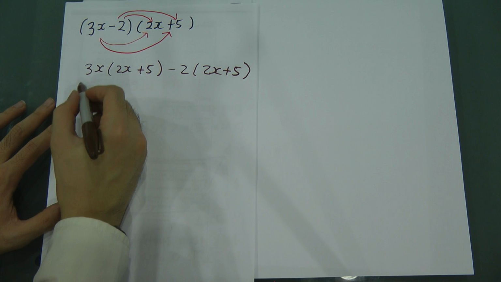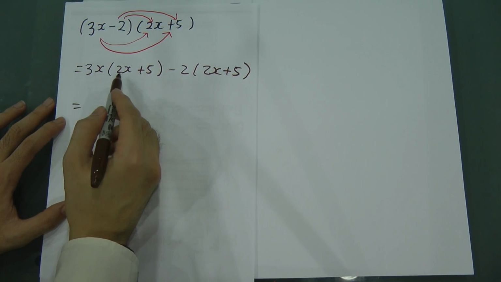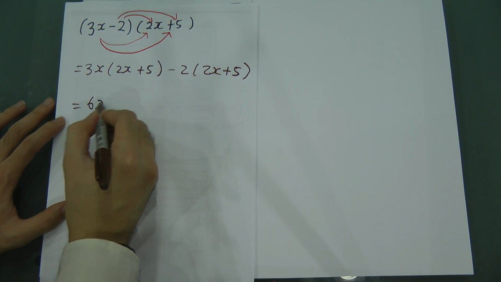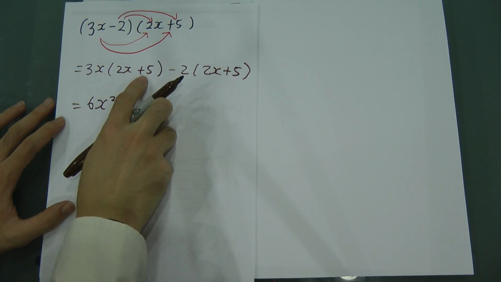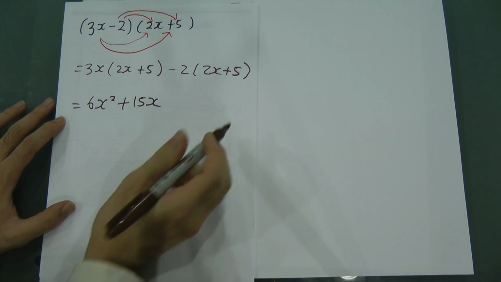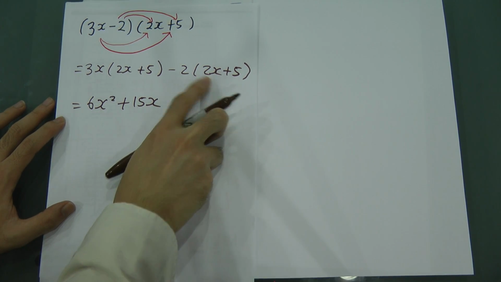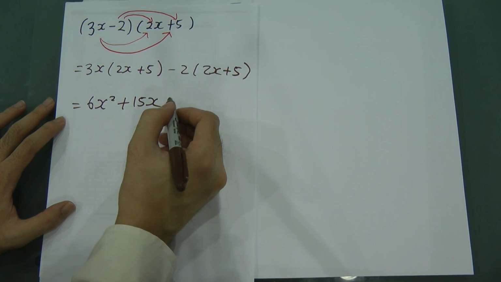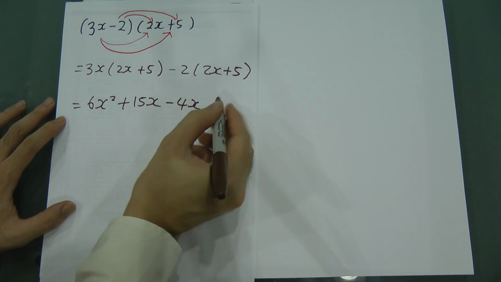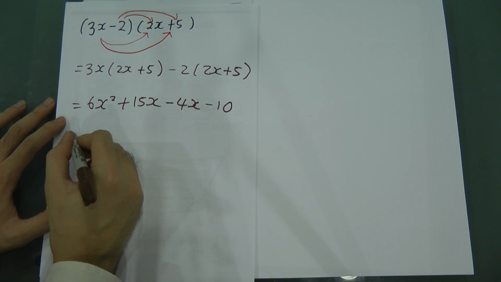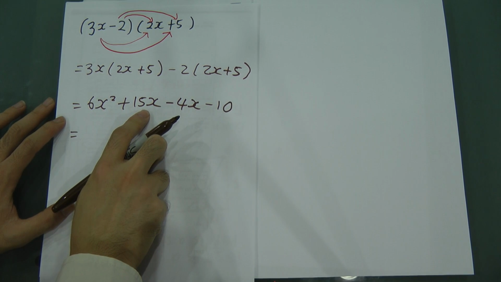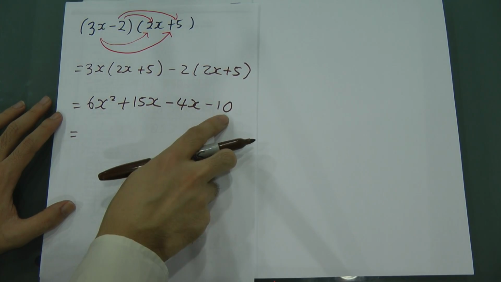Therefore, 3x multiplied by 2x, you will get 6x squared. And then 3x multiplied by positive 5, you will get positive 15x. Negative 2 multiplied by 2x, we will get negative 4x. And then negative 2 multiplied by positive 5, we get negative 10. After that, we simplify: 6x squared plus 15x minus 4x minus 10.